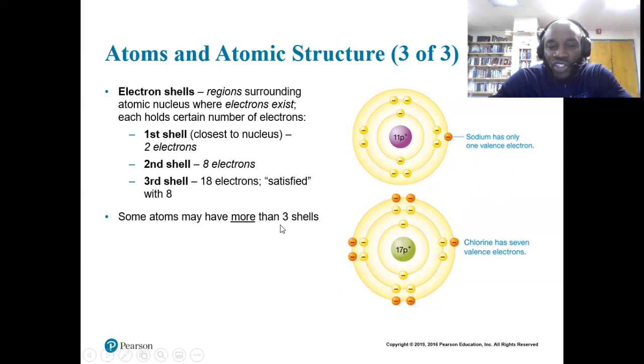Some atoms may have more than 3 shells. You can also have 4 shells, depending on the atom. But generally, when we talk about the elements that are vital to life: oxygen, hydrogen, nitrogen, sodium. What else? Carbon. The ones that are vital to life, we usually won't have more than 3 electron shells, right? So that's generally what you have to know, and we'll talk about this in more detail coming up.